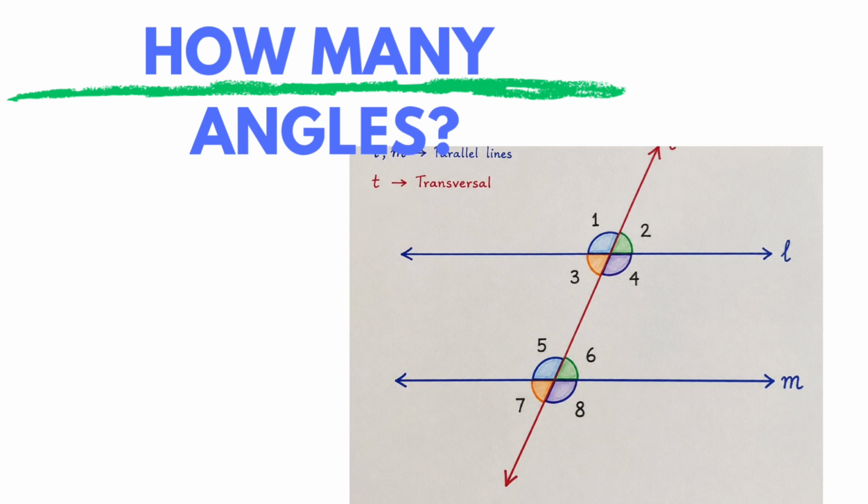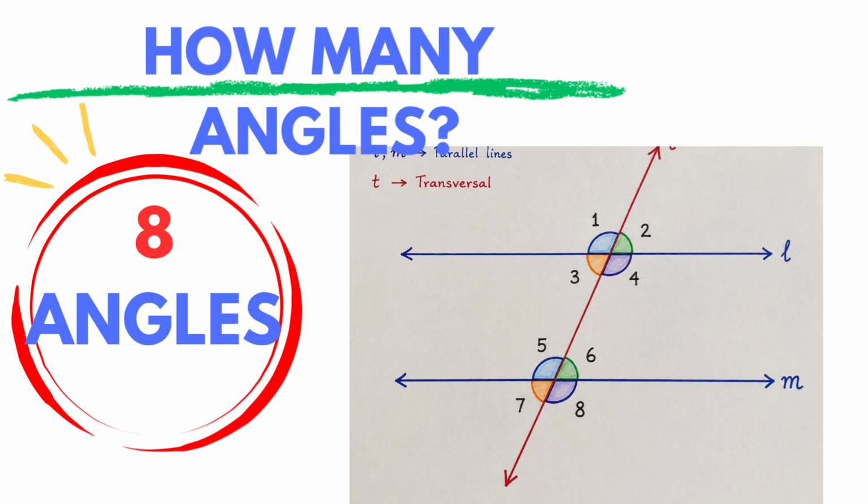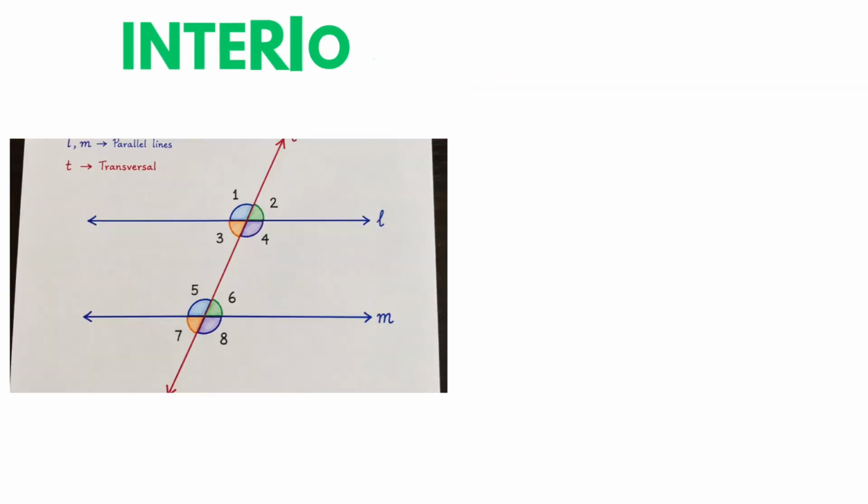Now, here comes the interesting part. When a transversal cuts two lines, it creates 8 angles. Let's count them together. 1, 2, 3, 4, 5, 6, 7 and 8. So we have 8 angles. Now we need to classify these 8 angles.